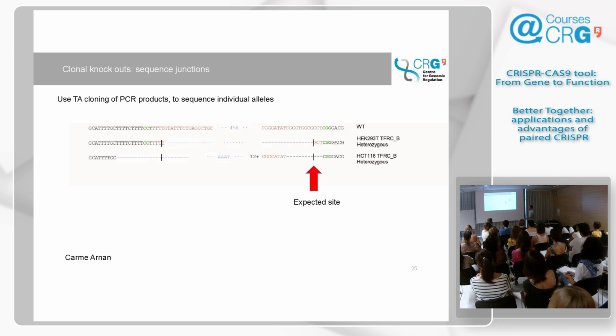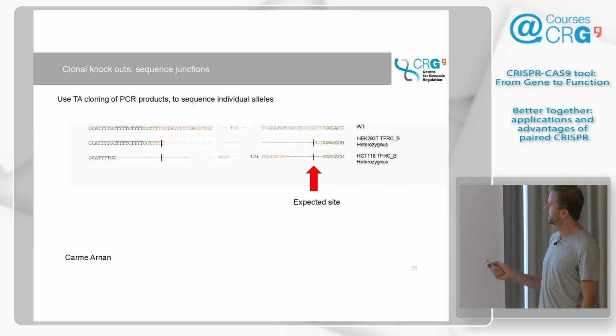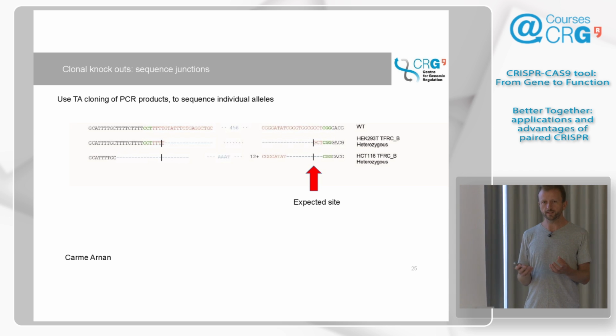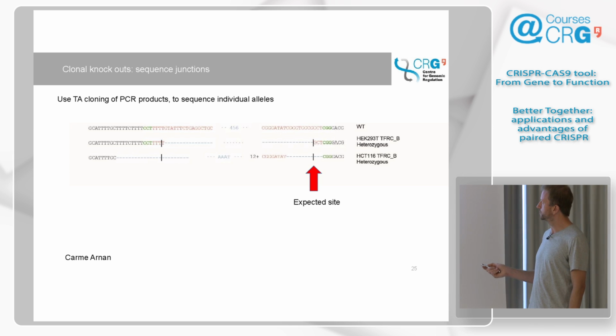Another thing you can do is take your PCR products and clone the individual PCR products using TA cloning and sequence them. Then you can look at the exact nature of the join of the deletion site. Contrary to what we've read in papers, where they say this is an exact cut 3 nucleotides upstream, we don't see that in the majority of cases.